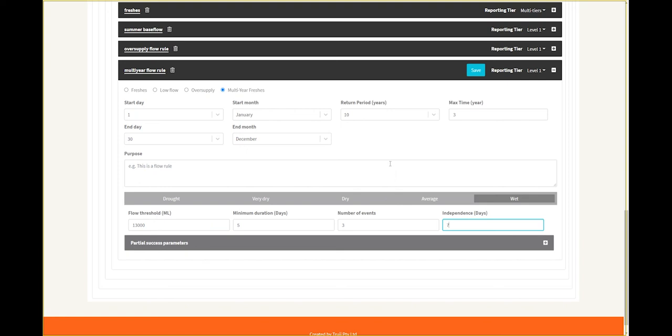And there you've got a multi-year freshes. So what we're going to look for is 3 events over a 10-year period, and none of those events should be more than 3 years apart.